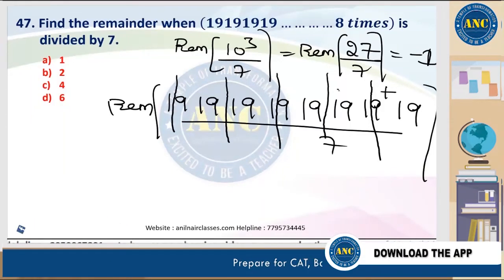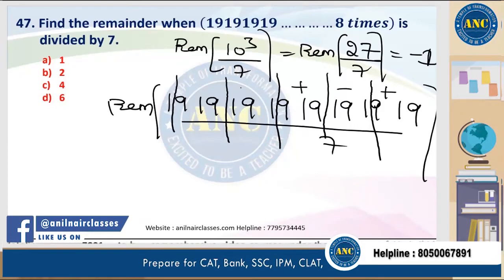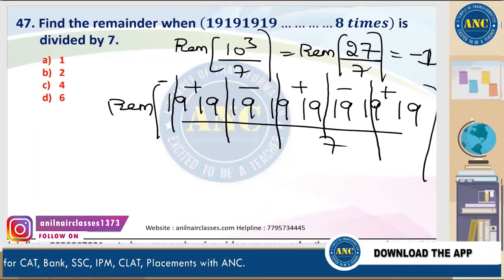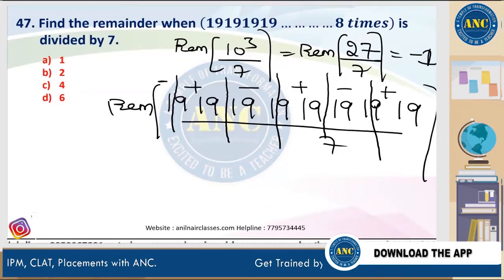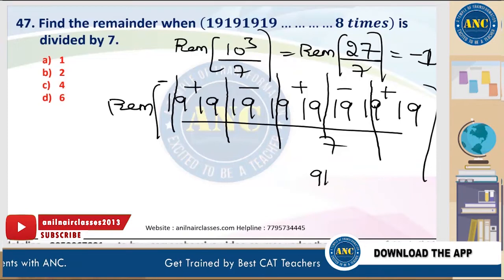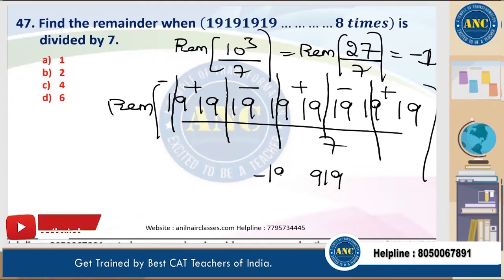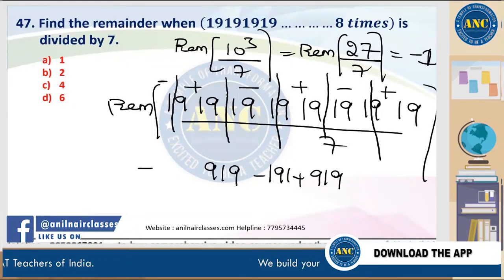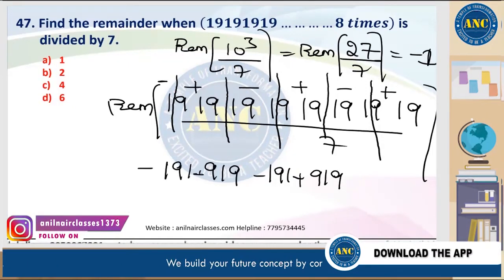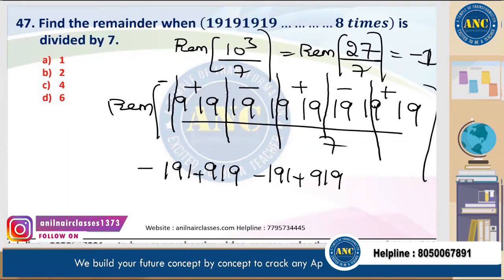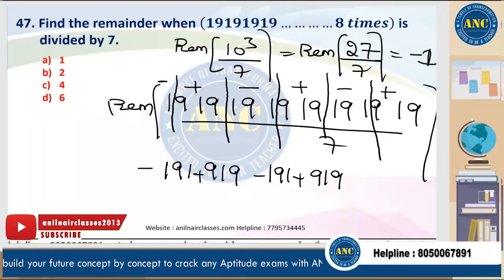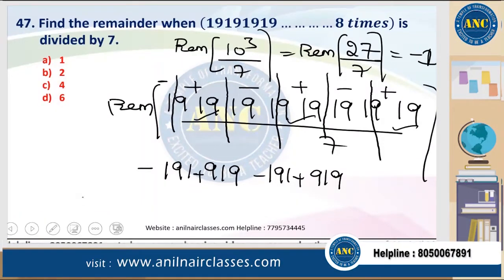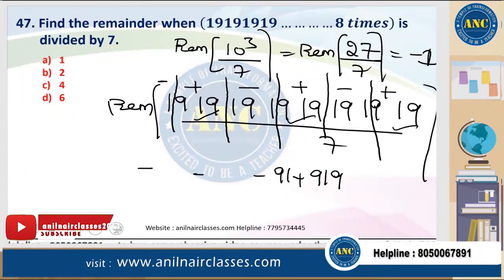Alternatively plus minus. So if you observe, this is 919, this is minus 191, again 919, again minus 191. Here it is 999 how many times? 1 time, twice, thrice. So instead of this you can directly write like this.